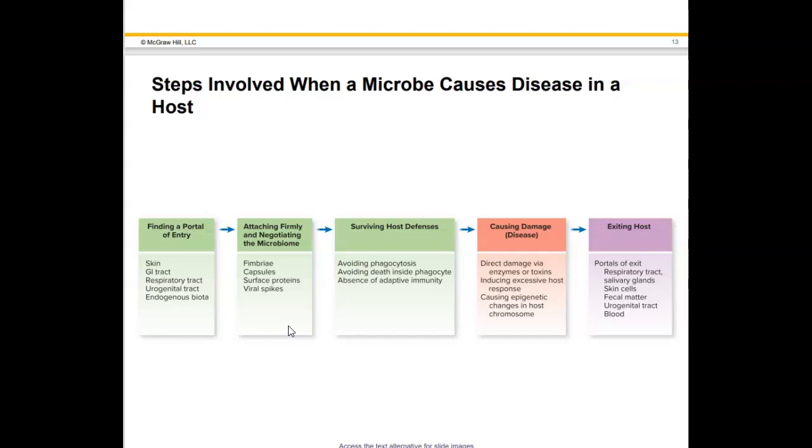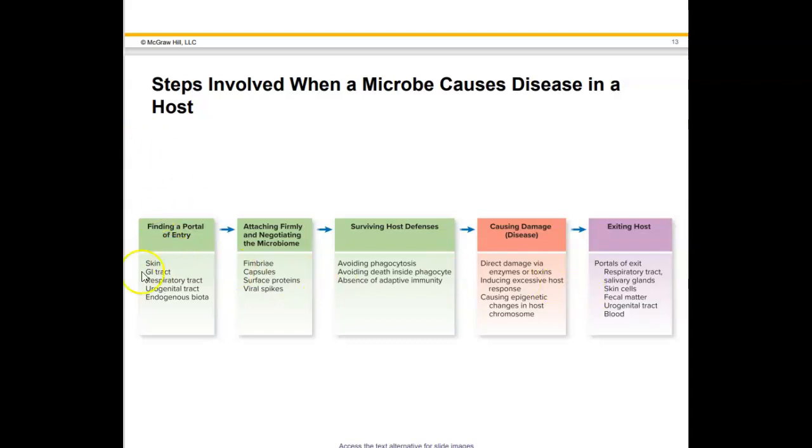So it has to be able to enter the host, it has to be able to attach to the host tissue, invade the host tissue, and obtain nutrients. All the while, it has to navigate around and fend off the immune responses, and then it can cause the disease state, and then it needs to exit the host. It has to be able to transmit to a new host.